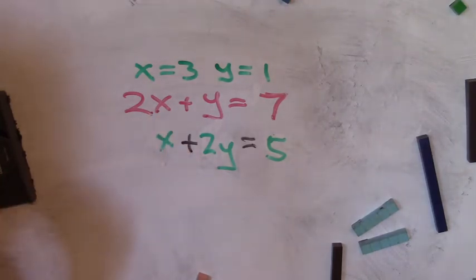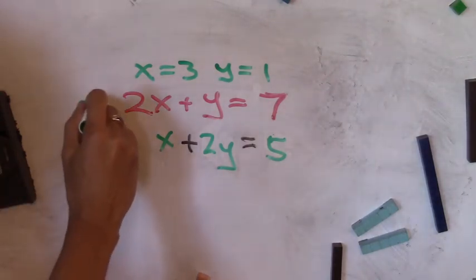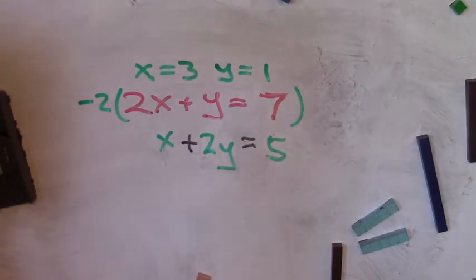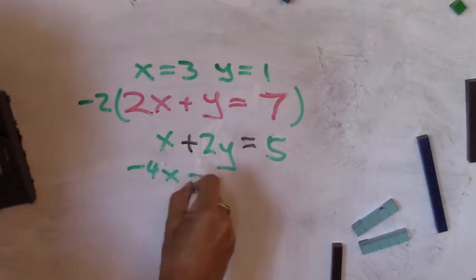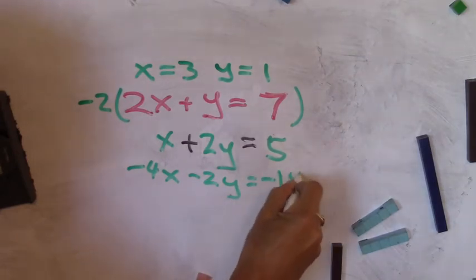What I'm going to do is multiply by a number to get rid of one of these variables. Which one should I do? I think I'll multiply this one by -2, the whole thing by -2. You see that? Now why am I going to do that? Well, because that'll give me -4x plus -2y equals -14.